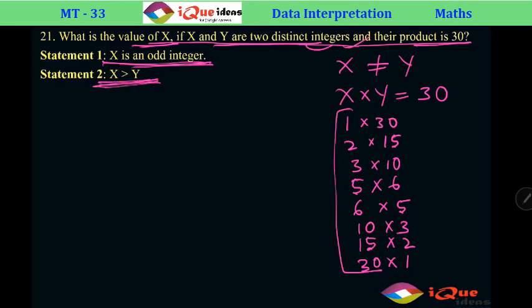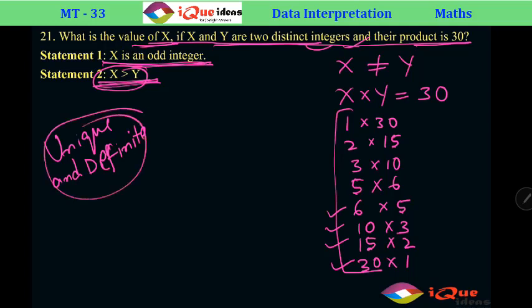X greater than Y. Now, X greater than Y is here in 6 into 5, 10 into 3, 15 into 2, and 30 into 1. So, from the second statement alone, also it is not possible to find the unique value of X. Remember, you have to find the unique and definite answer. Right? Possibilities will not be a good situation. You have to get a unique and a definite answer for the question statement. The question statement is the value of X. We are not getting the value of X even from the second statement alone.